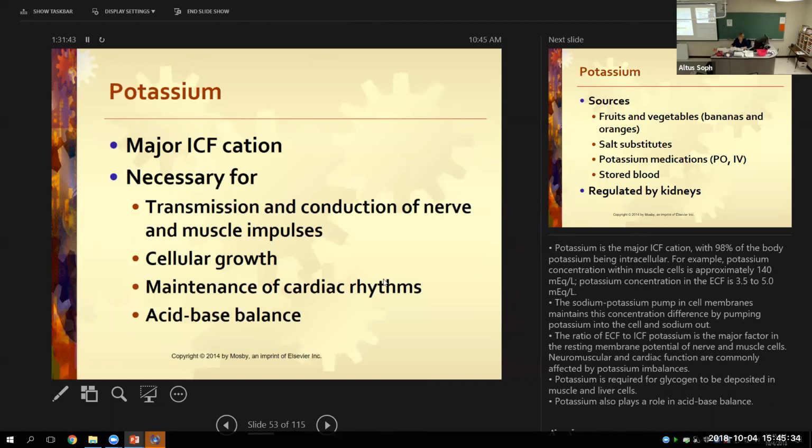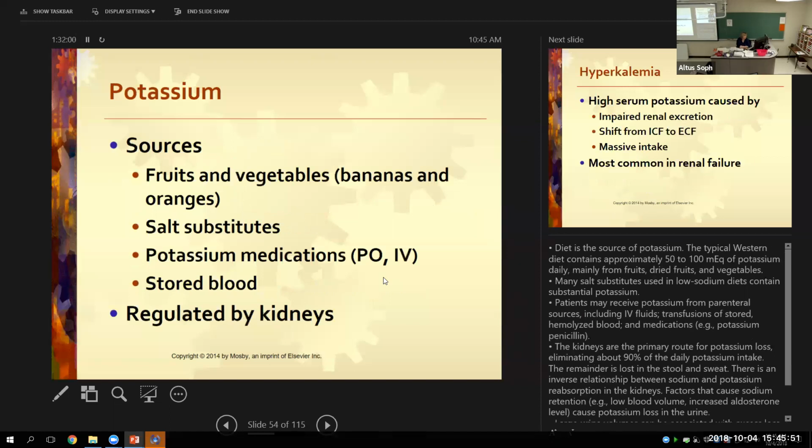Some type of heart monitor, okay? The basic kind in the hospital setting is the telemetry monitor. So you want to be watching your telemetry monitor at all times, okay? So hopefully they will have a heart monitor on. As far as just in general, you need to know where you can get your potassium: your fruits and vegetables, bananas and oranges.